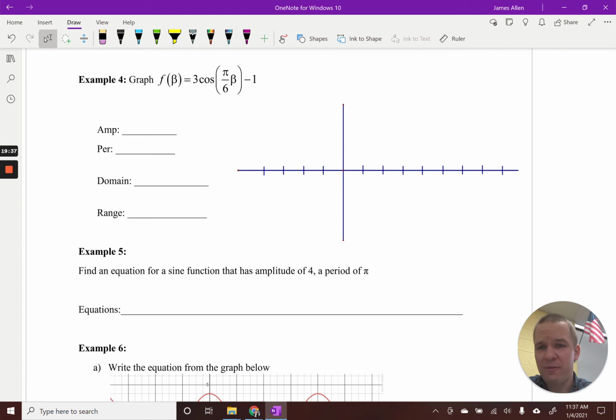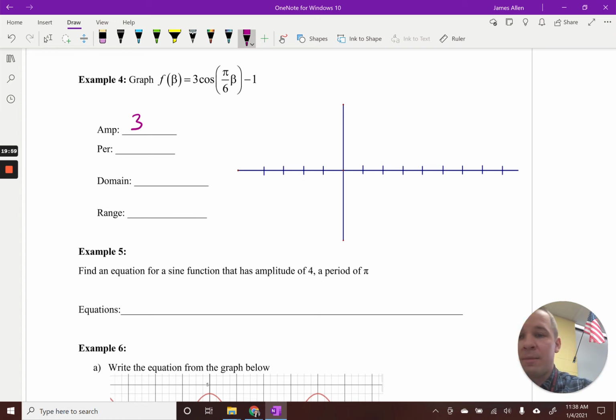All right, we have a graph f of beta equals 3 cosine of pi over 6 beta minus 1. So again, random variable change, right? Sometimes it's theta, sometimes it's beta, sometimes it's x, whatever. It's a variable. We use different variables all the time. Well, let's see. Our amplitude is going to be 3.